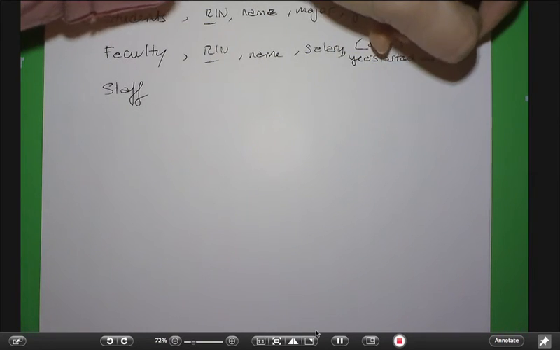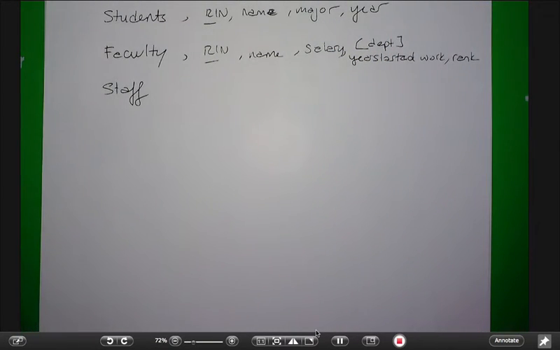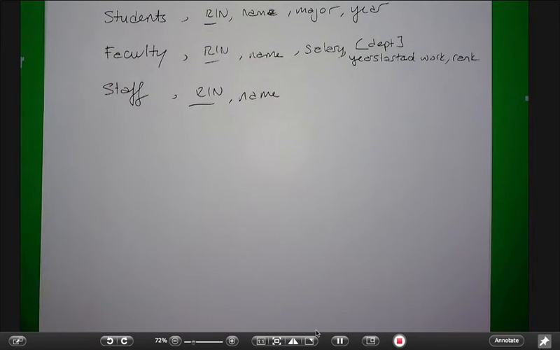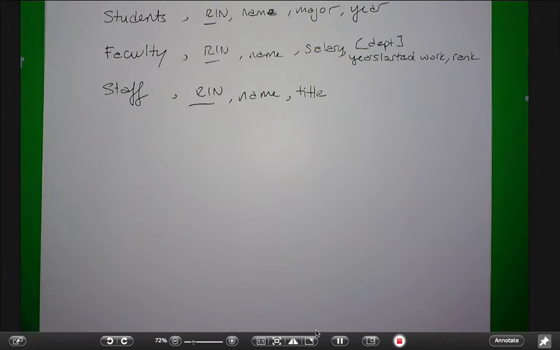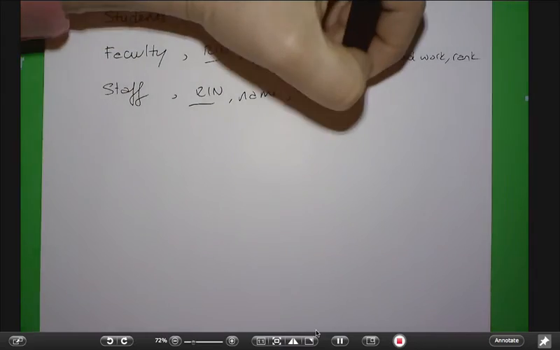We have rank, assistant, associate, don't care. And then staff. Now you clearly have RIN and name. What other things do staff have? Staff is not considered faculty. Staff have also a title, but faculty and staff have kind of slightly different rules and regulations. What else? Office, that's true. Faculty also have office.